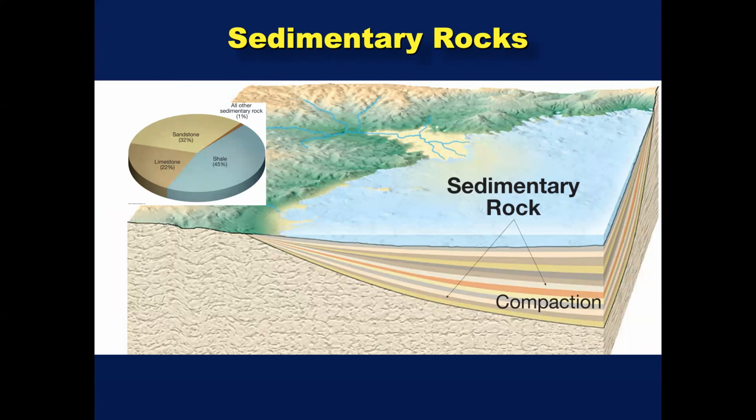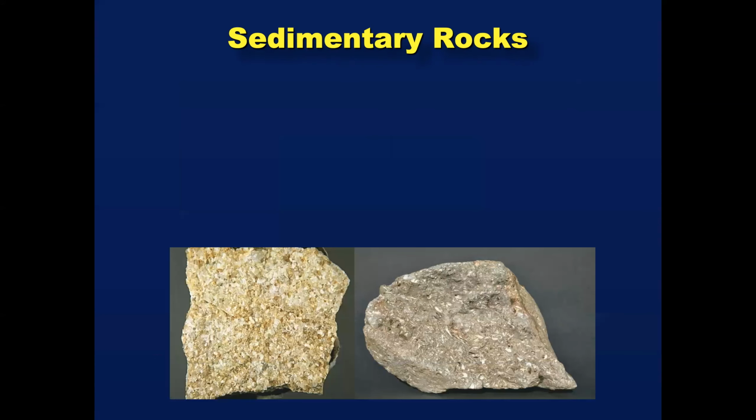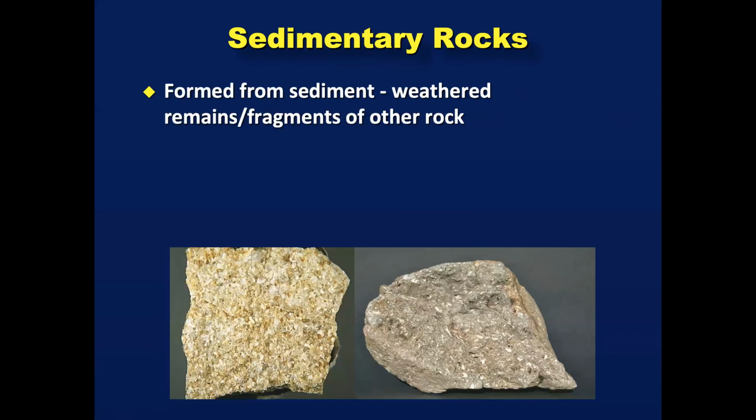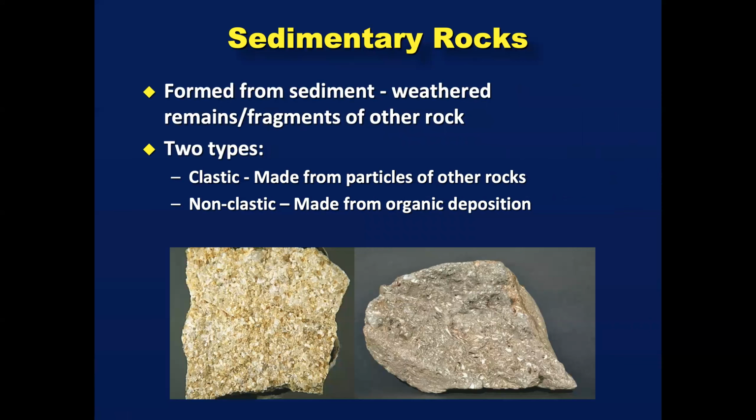And you tend to find rocks like shale, sandstone, and limestone. And here's some examples. Notice the little bits of material inside the rock. So you have two types, clastic, made from materials of other rocks, and non-clastic, made from organic depositions like seashells, that kind of stuff.